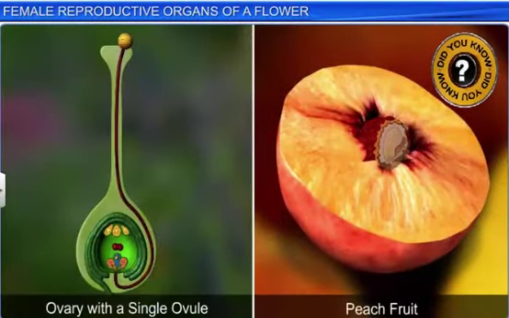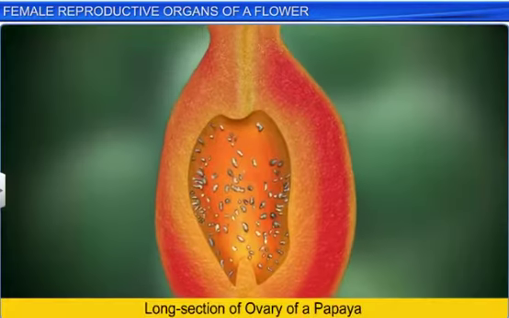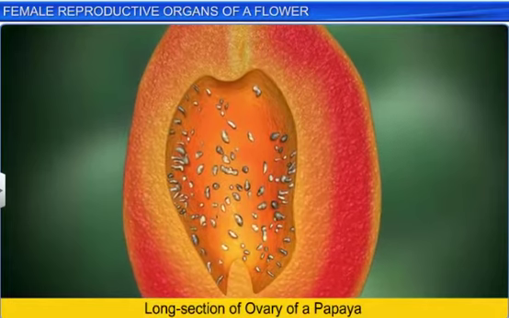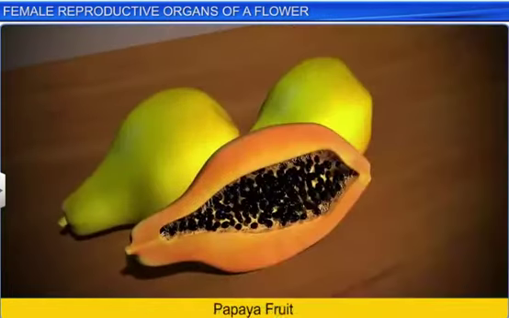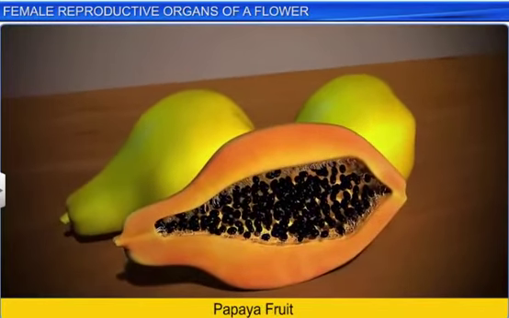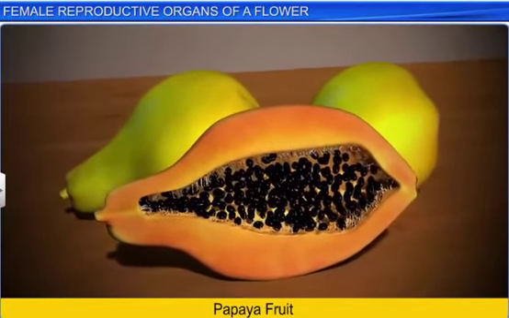Did you know that different flowers of different plant species have a varying number of ovules in their ovaries? A peach, for instance, develops from an ovary containing a solitary ovule. A papaya, on the other hand, has several ovules in its ovary, and that's why you see numerous seeds in the fruit when it is split open.